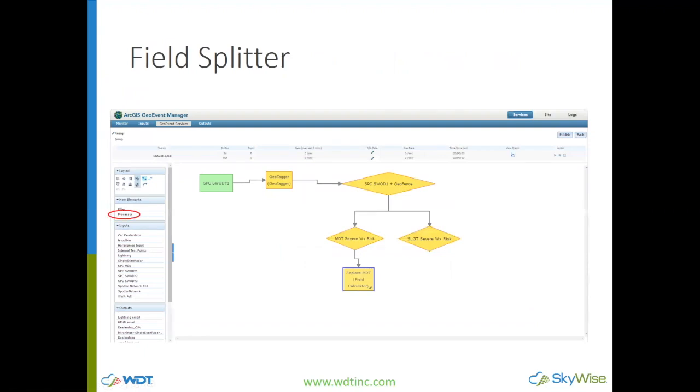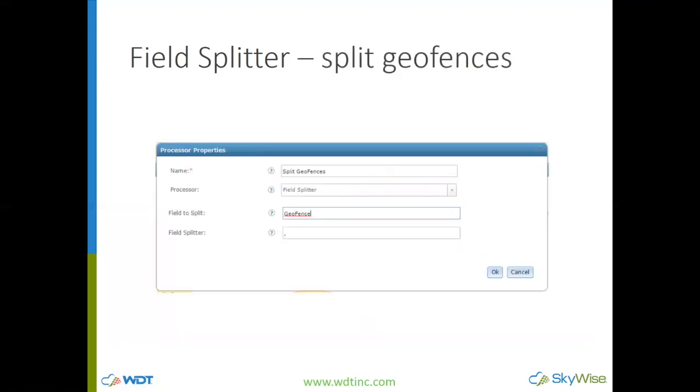And then we're going to grab one more processor. It's called the field splitter. We're going to drag that over. One thing to note, the field splitter is not out of the box part of the GeoEvent server, but it is something that you can get from the Esri gallery. We'll go over that in just a little bit. But basically, it's going to split the geofences and make it kind of a comma delimited list, which helps kind of in the downstream process. But it's a really simple dialog box to work with in this particular case.